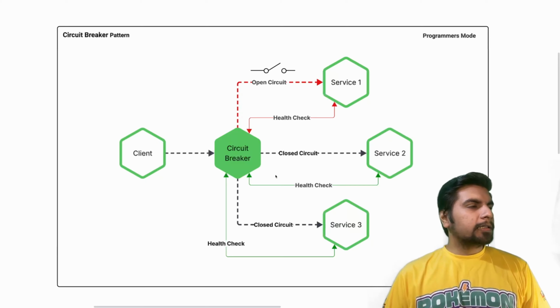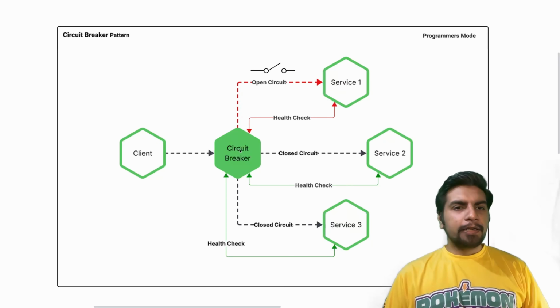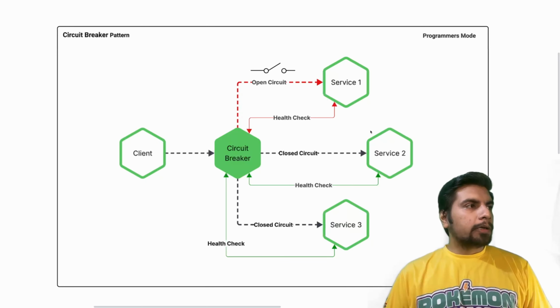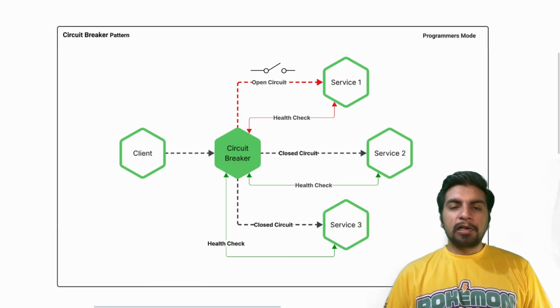So as you can see in this flow diagram, the request is traveling from client to circuit breaker. We have here three services, out of which two services have a closed circuit and they are working absolutely fine. But if you see service 1, it has an open circuit, which simply means that service 1 is currently down and the circuit breaker is not allowing requests to be made to service 1. So in this way, we are protecting services from each other. That's what circuit breakers do.